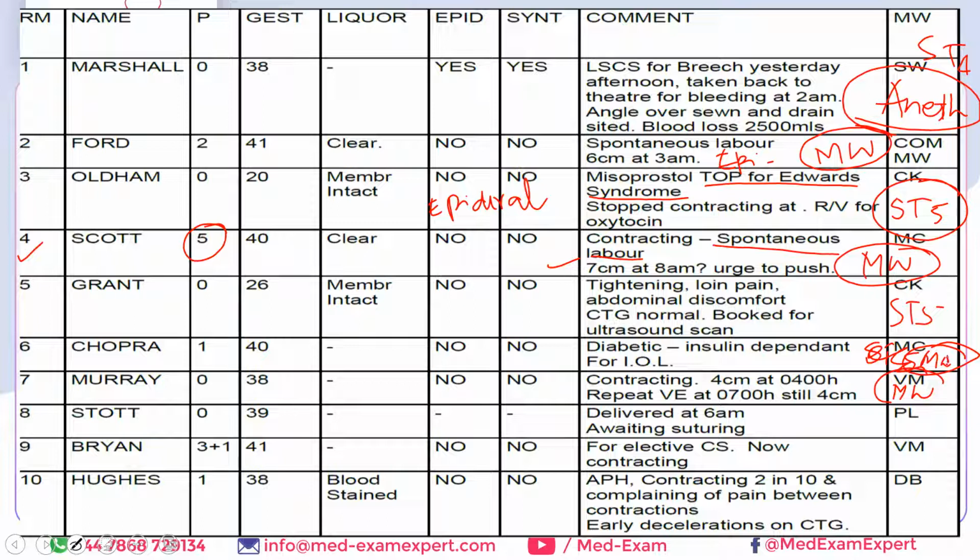Okay. In room number 7, I can see a primary patient, 38 weeker. She's contracting and she was 4 centimeters at 4. Her vaginal examination was repeated at 7 a.m., but she's still 4 centimeters. So this is a delayed labor.